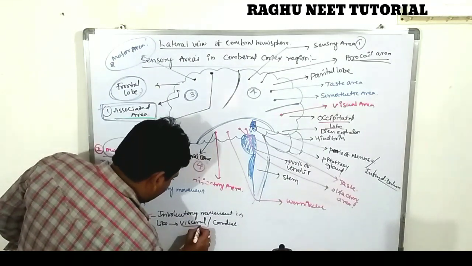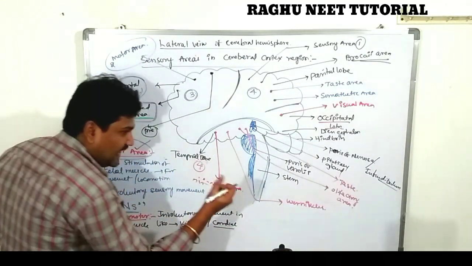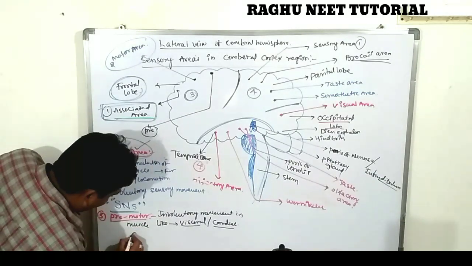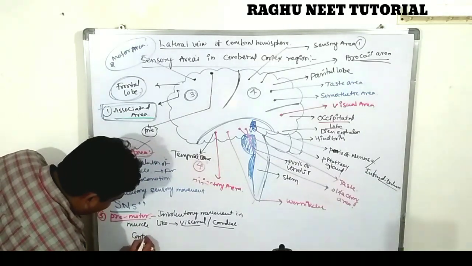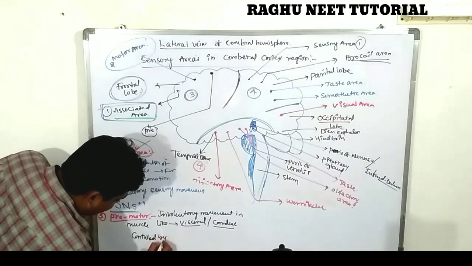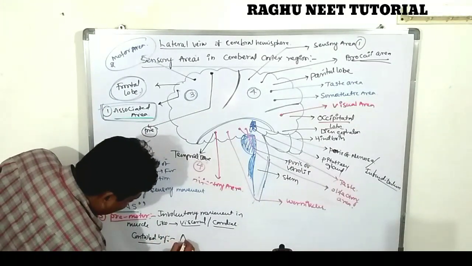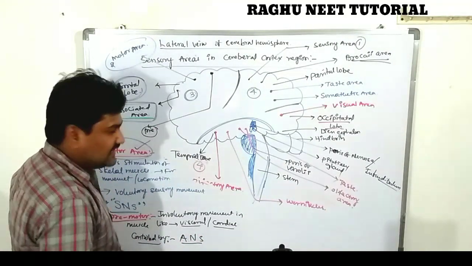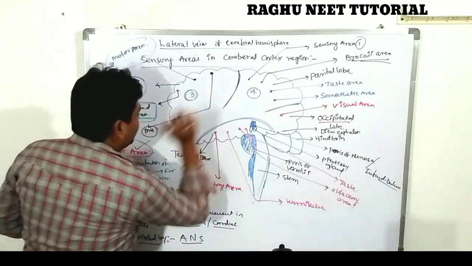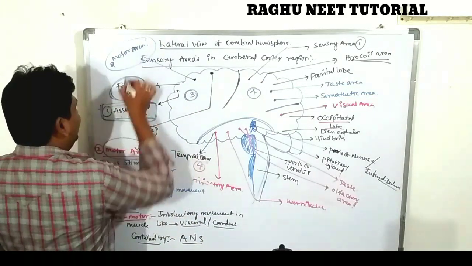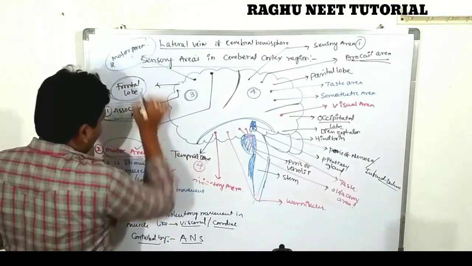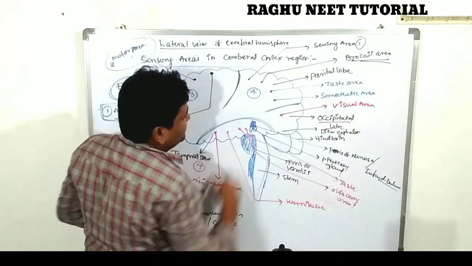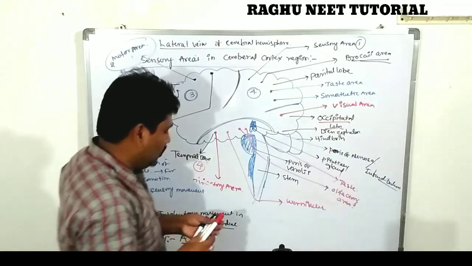The actions of visceral and cardiac muscles are regulated by the premotor area. These motor areas are controlled by the autonomic nervous system. Are you clear? This is the frontal lobe, containing the associated area, premotor area and motor area. The 3 areas are completed. Next, we are going to discuss the parietal lobe.